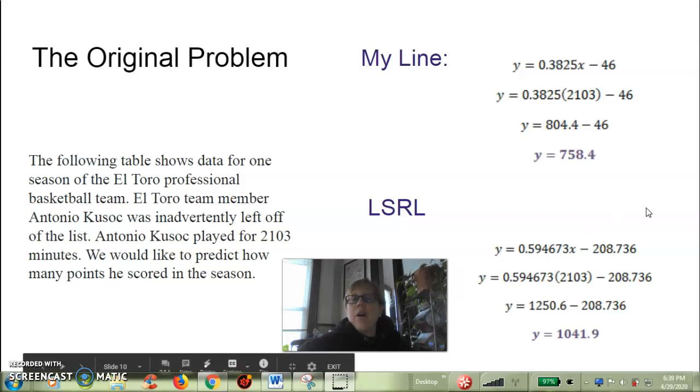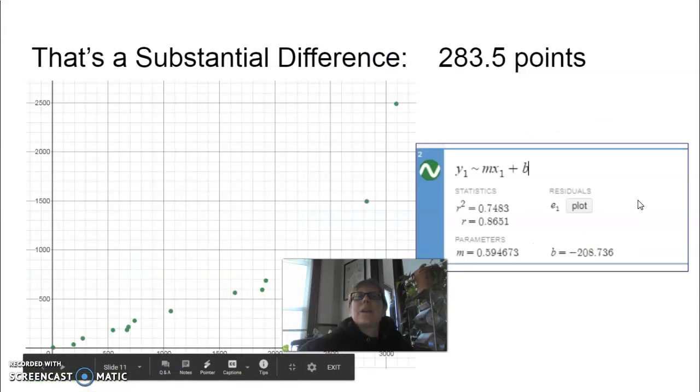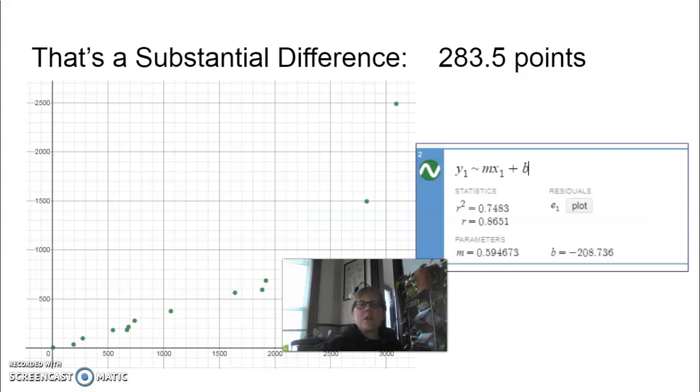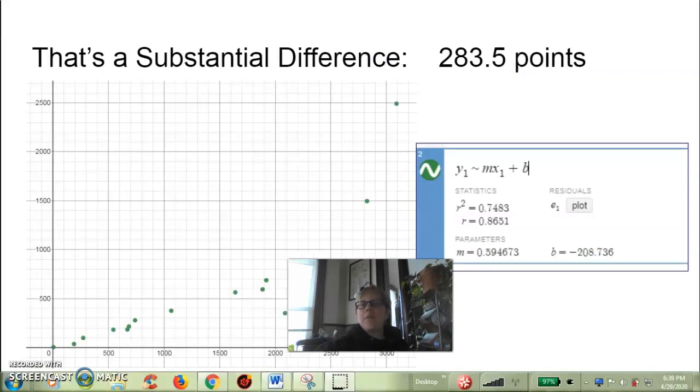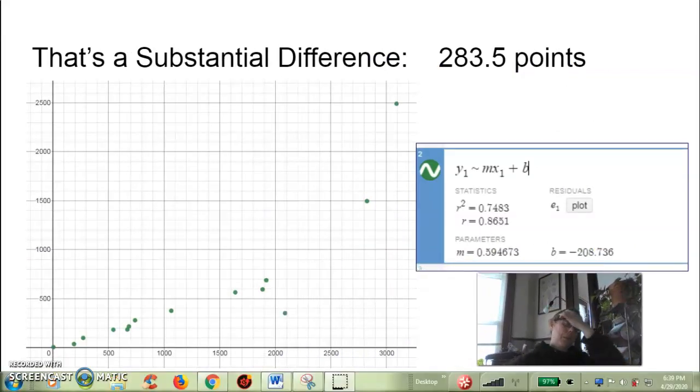All right, so let's see how far off that was total. Yeah, okay, so the difference between the two is 283.5 points. I was 283.5 points under because my line was so much lower. So that makes sense if you think about it, but probably not accurate.